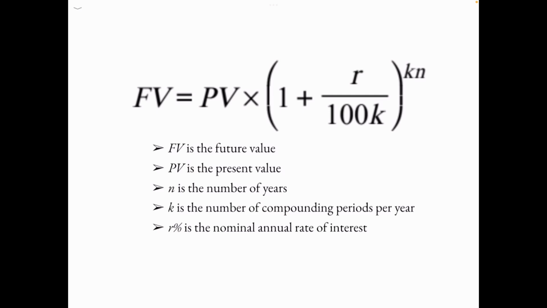Compound interest will be paid in installments in a given time frame, and it is expressed by the following formula, where FV is the future value, PV is the present value, N is the number of years, K is the number of compounding periods per year, and R is the nominal annual rate of interest. This formula is given in the formula booklet, so you don't need to memorize it.